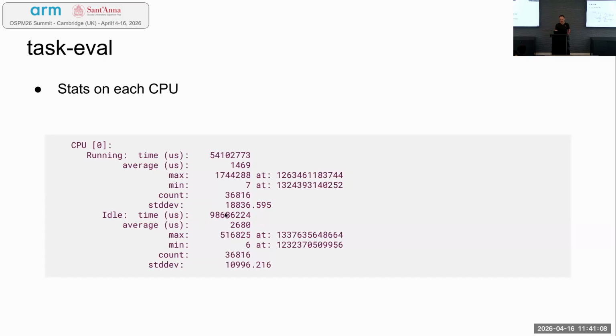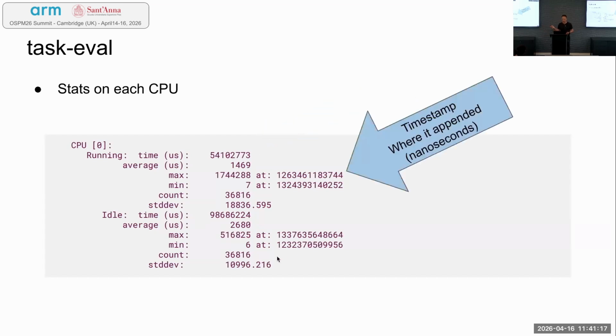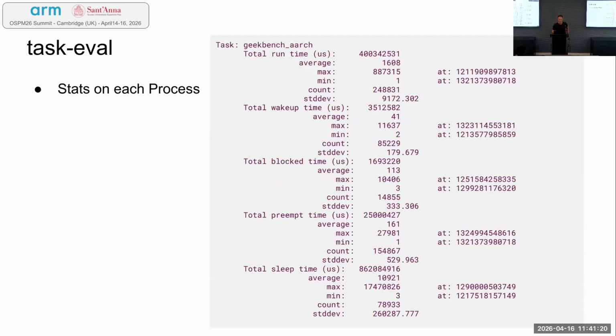Then again, it does the same thing for idle. How long was it idle? What was the longest time it was idle? In the same time frames. Then it does, like I said, per task. So again, it shows you how long the task ran total. Its wake-up latency. This is the total wake-up latency I had, but then you can see it breaks down to the average wake-up latency, the max wake-up latency, min, count, standard deviation.